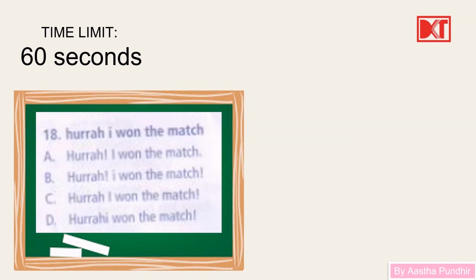Here, hooray, for this, H is going to be capital. Then hooray is an exclamation, after which there will be an exclamation mark. Then we have I. Now I is always capital. Then I won the match. The sentence ends and you put a period, a full stop. Alright. So the correct answer is A. Hooray, I won the match.